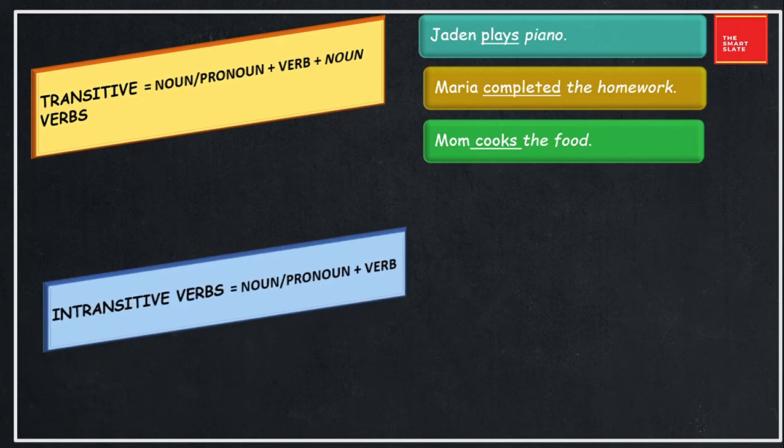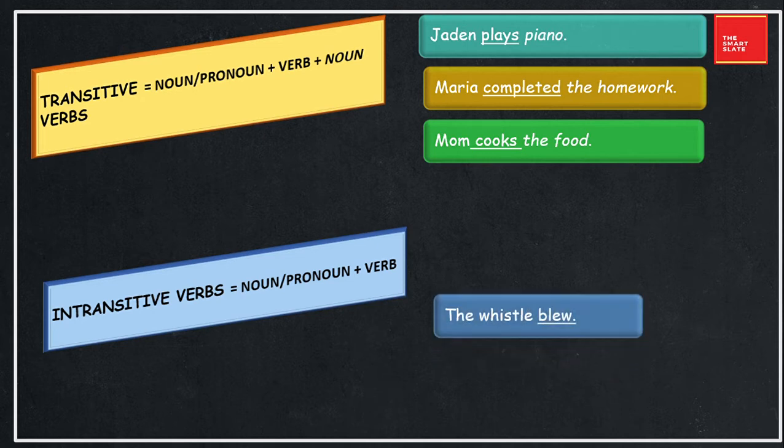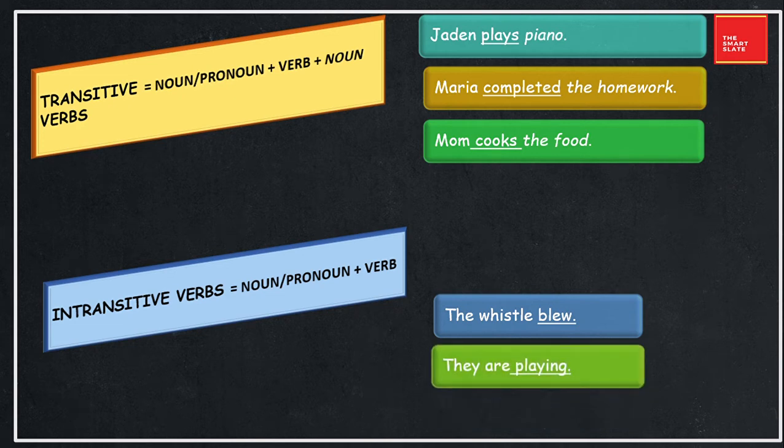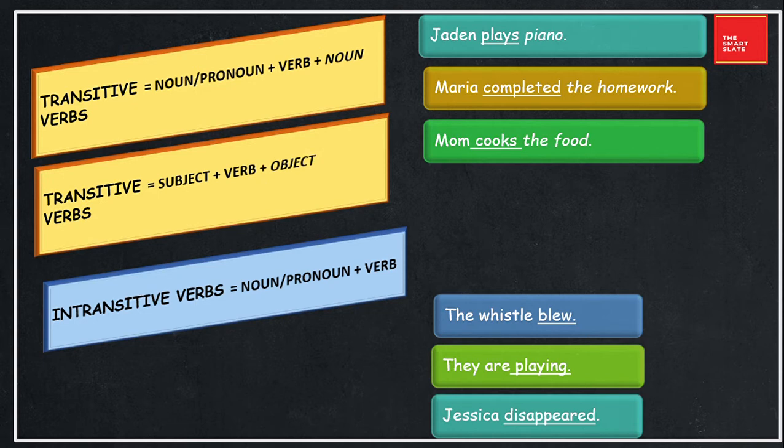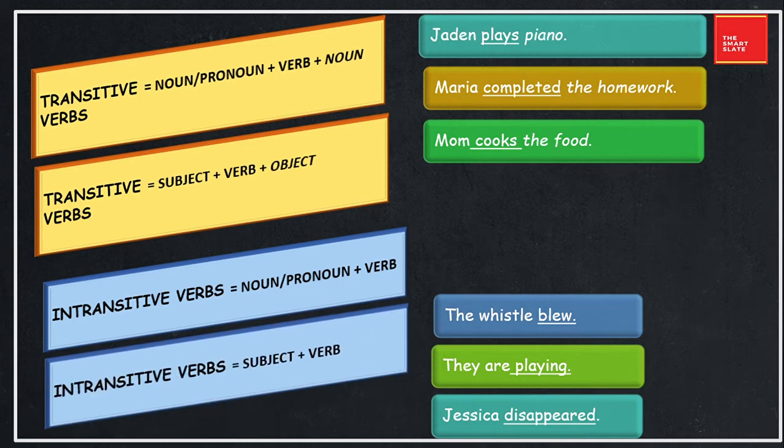Now in case of intransitive verbs, it is just noun and verb. There is no noun after the verb. The whistle blew, they are playing, or Jessica disappeared. Now what I can understand looking at these sentences is that a transitive verb is the sum up of subject, verb and object, and an intransitive verb is the sum up of subject and verb.